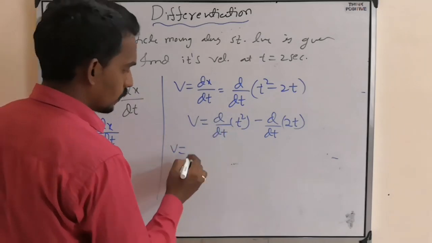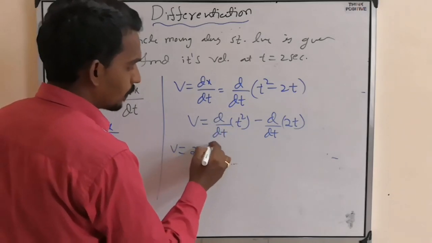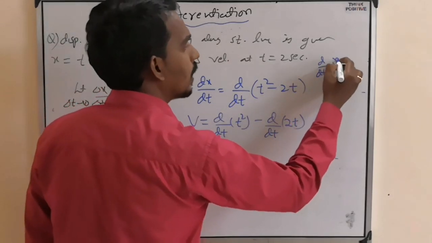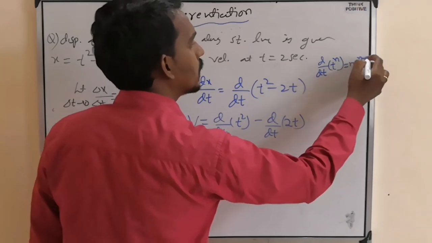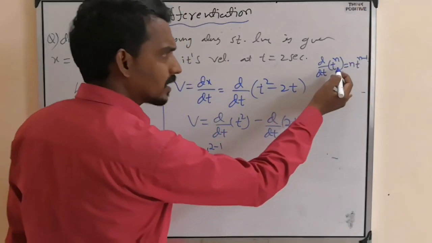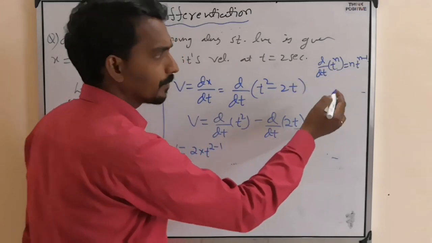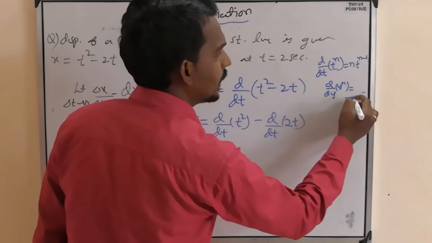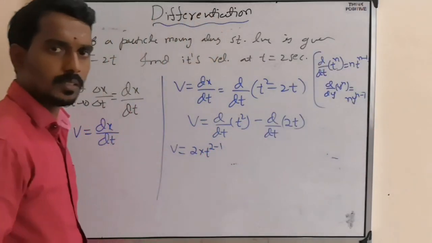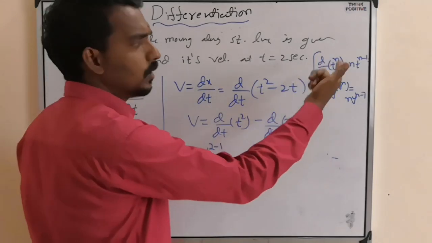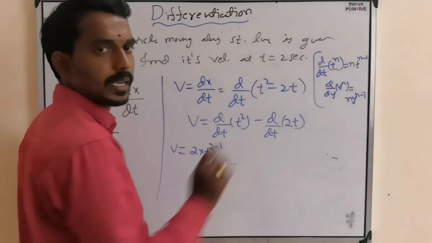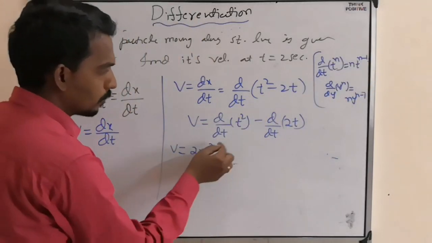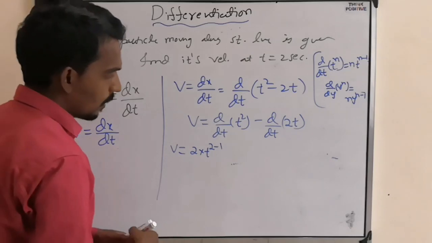Then v equal to 2 into t power 2 minus 1. Why? Because the formula is d by dt of t power n is n into t power n minus 1. It can be x, it can be t, it can be y. Like d by dy of y power n, you can write it as n into y power n minus 1. So the variable can be x, t, y, z, anything. But the formula is the same. Power into power reduces by 1.